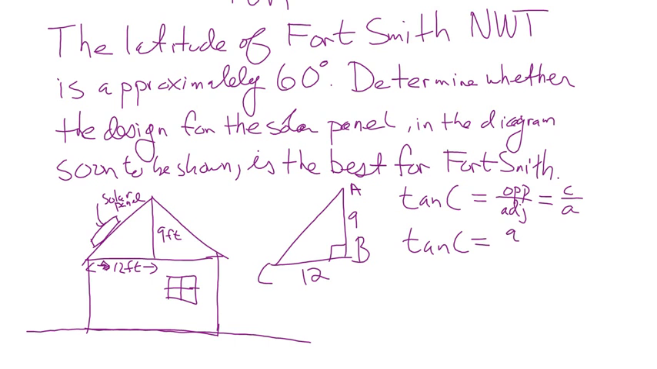Tan c is 9 over 12. What's c? Tan is 1. You know what? Don't bother working these out. There's no point in simplifying or working it out. We're just going to do an inverse tan, 9 over 12, which is our number.